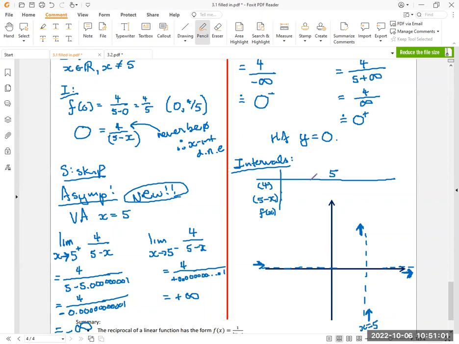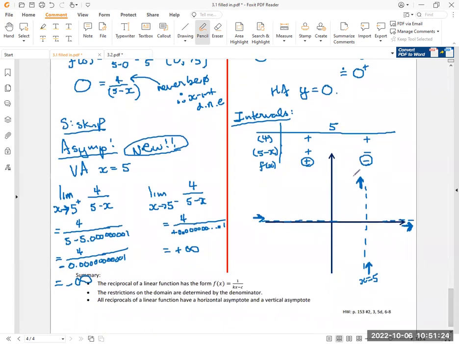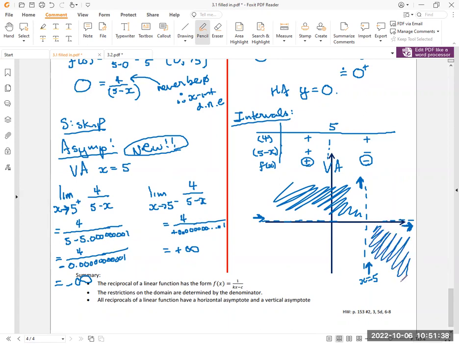So left of 5, let's do negative 1 million. 4 is a positive, this becomes a positive. So the function is above the x-axis. Over 5, let's do a positive 1 million. 4 is a plus, 5 minus a million, that's a negative. What does this graph tell me? If I am to the left of this asymptote, I am going to be on the positive side of the x-axis. If I am to the right of the asymptote, I'm going to be under the x-axis. And that agrees with my arrows.